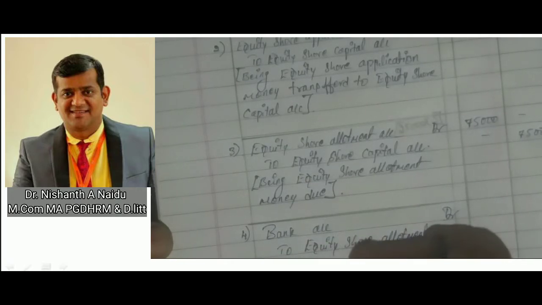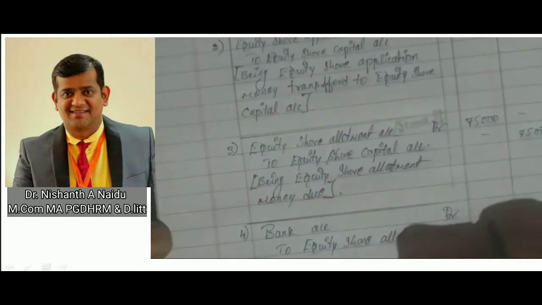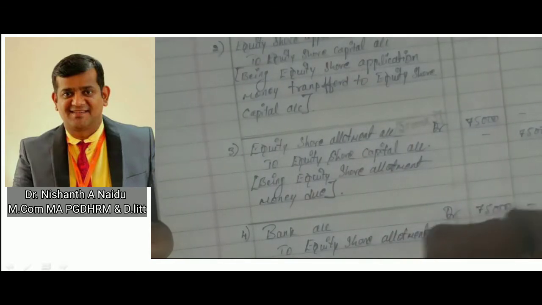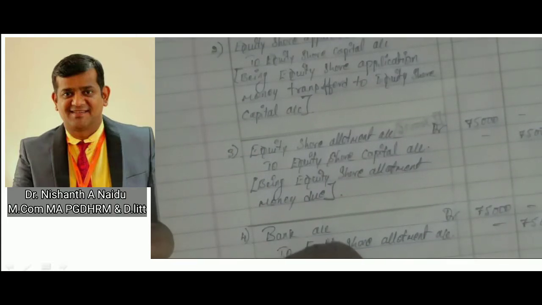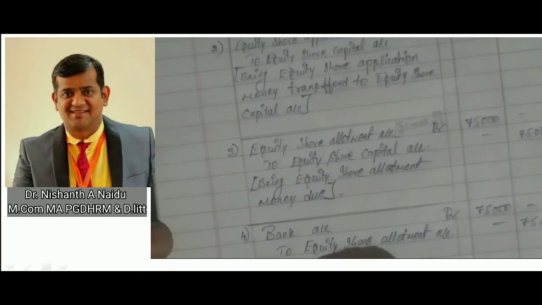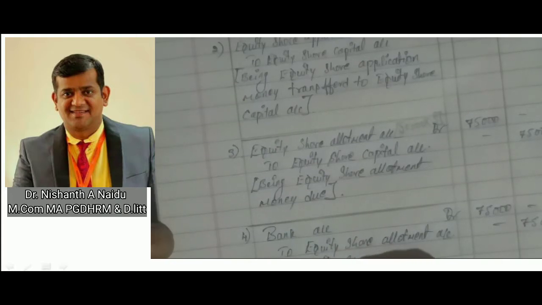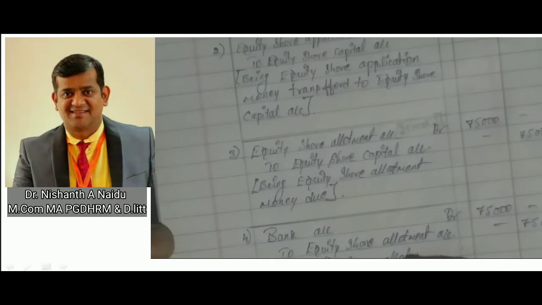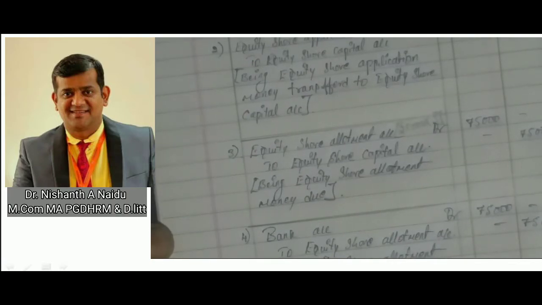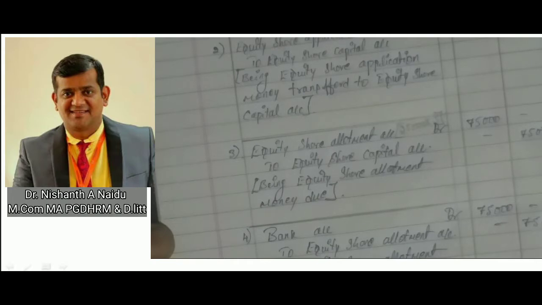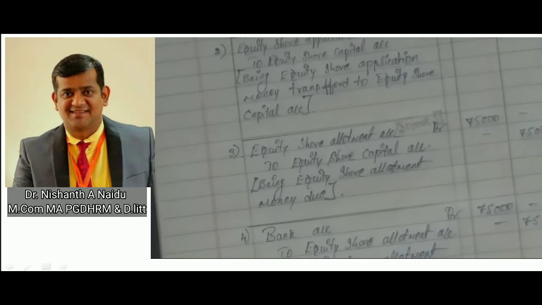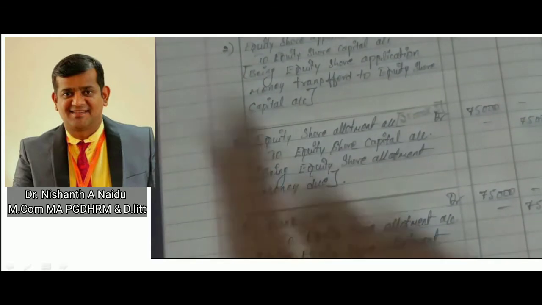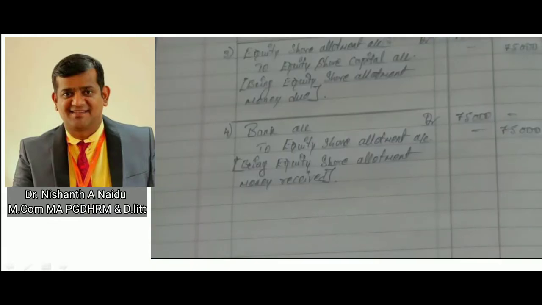The amount is the same, 75,000. Write down the narration being what we have done: equity share allotment money received. Just write that. Yes, that's all. So now I'm done with the receive entry of allotment. Okay, perfect.